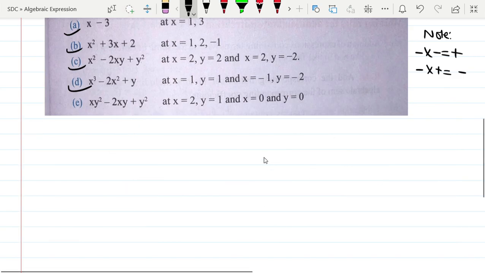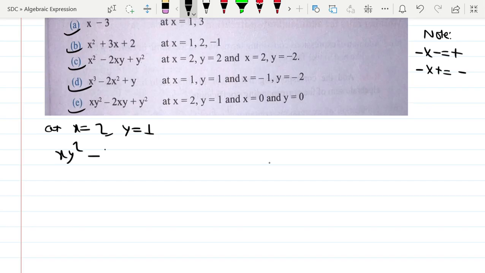Now number E. So here also two values are involved, x equal to 2 and y equal to 1. At these values of x and y, we have to find the value of this trinomial expression. So at x equal to 2 and y equal to 1, your expression we are given is xy square minus 2xy plus y square. So let's put in their values.